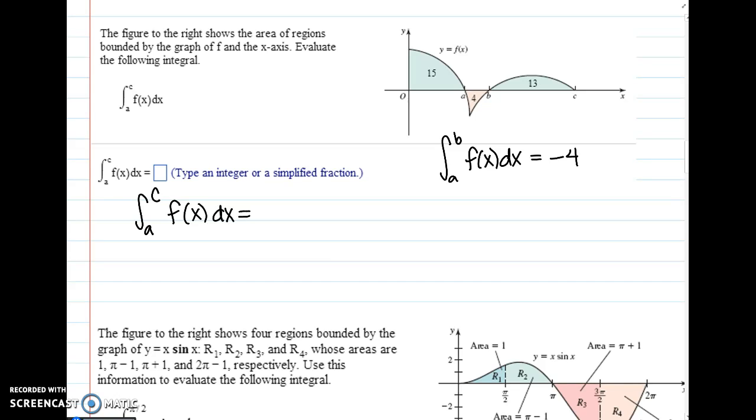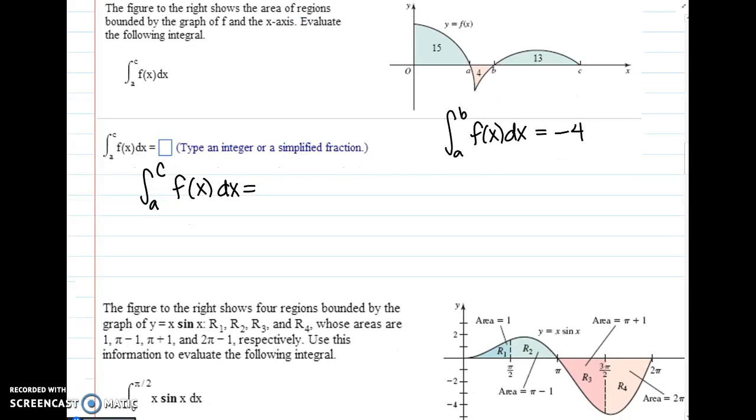So when they ask us to find the integral here from a to c of f of x dx, you're not going to add up the areas of those two pieces. You're going to have to decide which pieces have a negative integral and which pieces have a positive integral. So from a to b, we get a value of -4. From b to c, we get a value of +13. And so our integral, which deals with signed areas, is equal to 9.